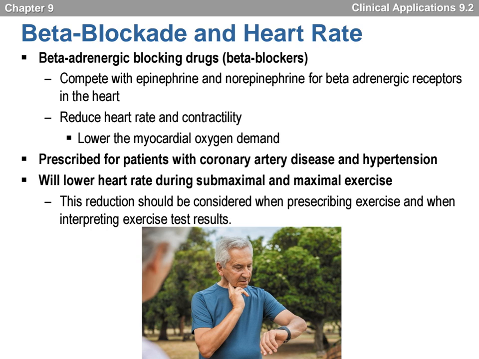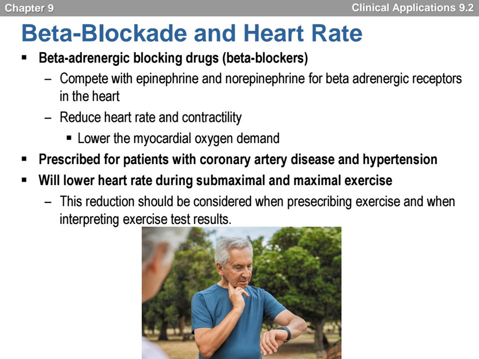So one way of treating this is with beta blockers. Beta blockers compete with epinephrine and norepinephrine at beta adrenergic receptors in the heart. In other words, beta blockers are antagonists. They will bind to the same receptors, but they don't activate the downstream effects that would normally happen with epinephrine and norepinephrine, which are agonists for these receptors.